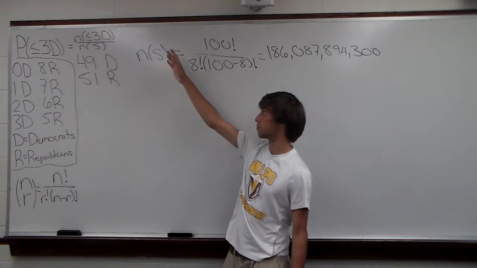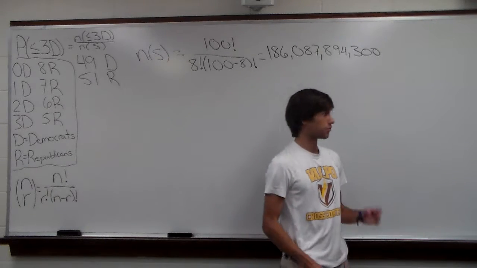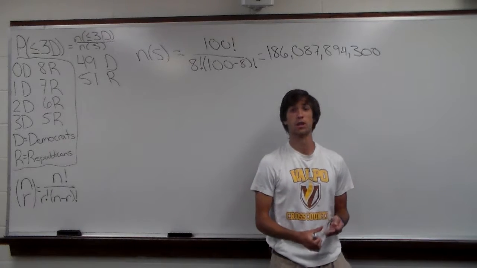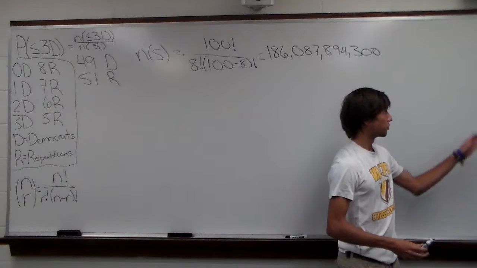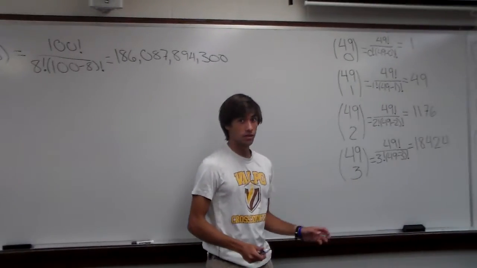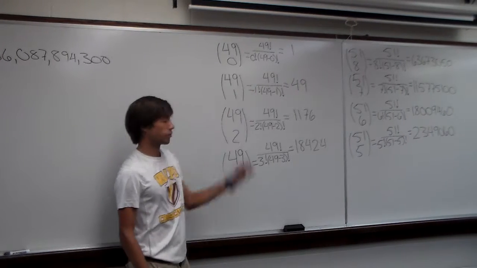So now that we've found the number of ways to choose something out of our sample space, we have to find the number of ways to choose at most 3 Democrats. Like I said earlier, there are 4 ways to do that. We could have 0, 1, 2, or 3 Democrats on that committee. If we look over here, we've used the same formula as before to calculate the number of ways to do that.